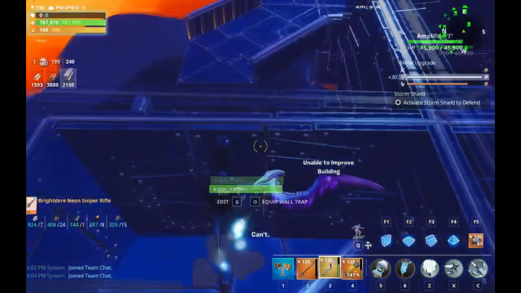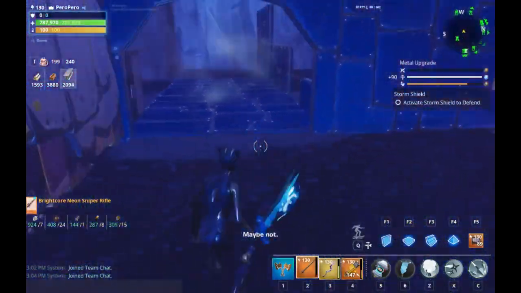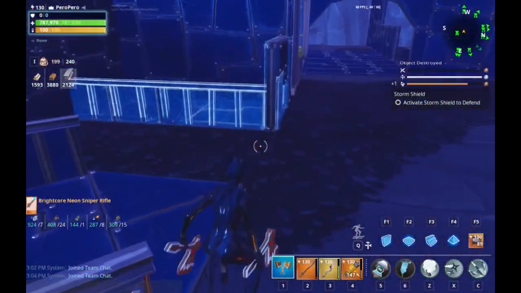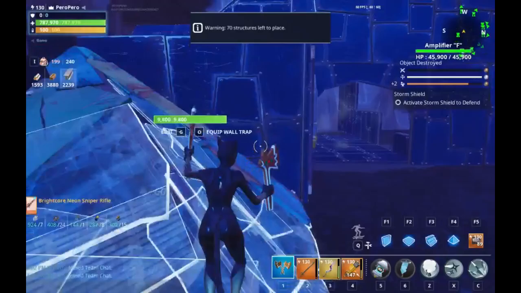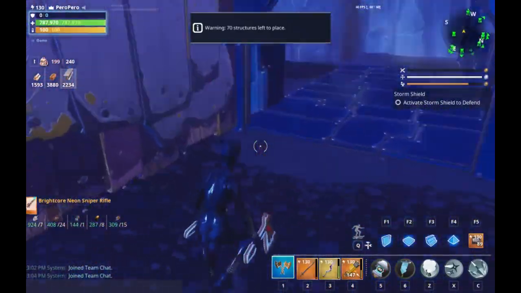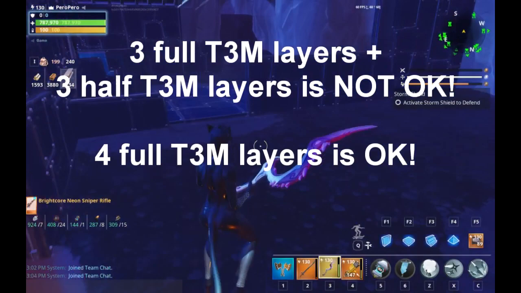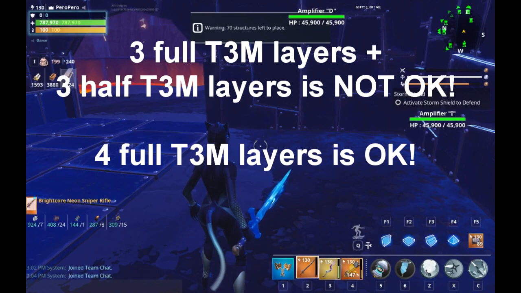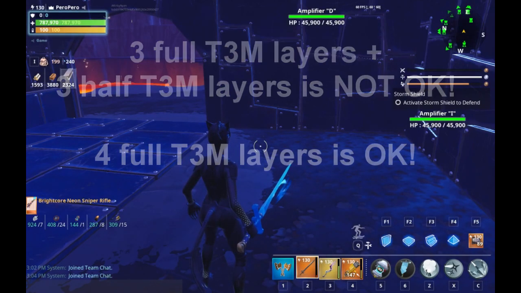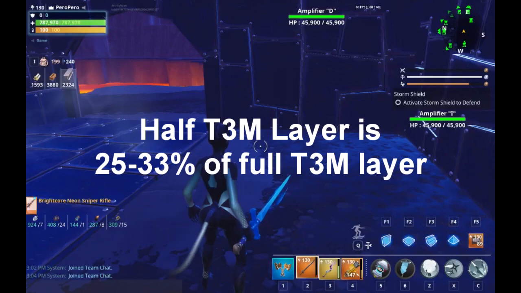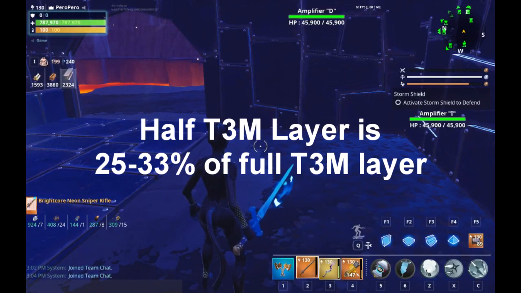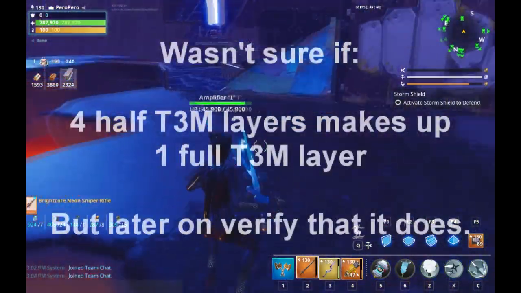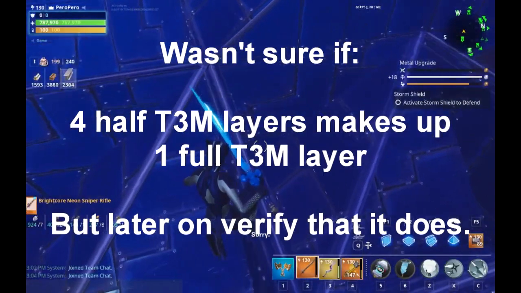So if this doesn't work, then however, I know for sure that this would be enough layers if I do this, right? If I put this over here, which is 1, 2, 3, 4. So there's 4 full layers and 0 half layers versus 3 full layers and 3 half layers. And it's like, that must mean that a half layer is 25% of a full, or at least it has to be a minimum of 25, right?